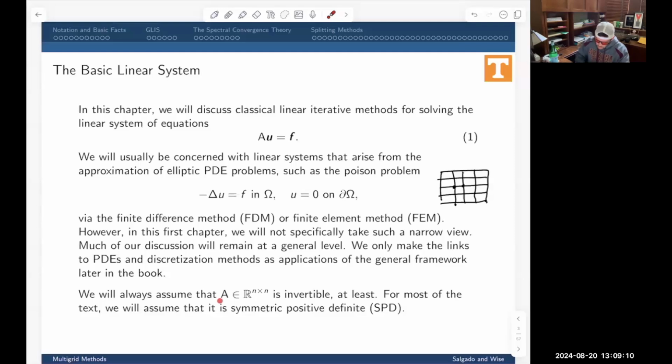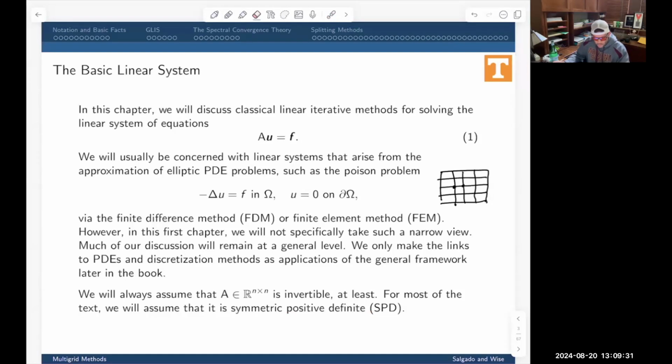For example, we're going to assume that A is invertible at least. Most of the time in the text and most of the time beyond this chapter, we're going to be assuming that A is a little bit better than invertible. For example, we'll assume that it's symmetric and positive definite. It doesn't make sense for us to be completely general.